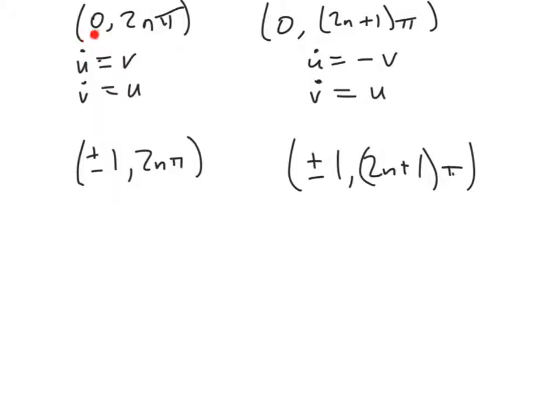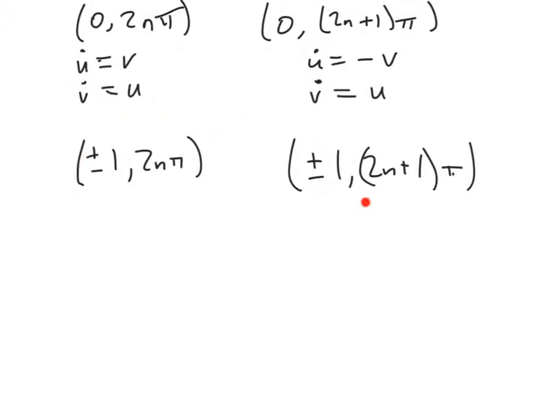If the fixed points are of the form 0, 2n pi for n an integer, this catches all the even n, then the linearization is u dot equals v, v dot equals u. And if it's of the form 0, (2n plus 1) pi, that would create an odd number times pi, then we get u dot equals negative v, v dot equals u.